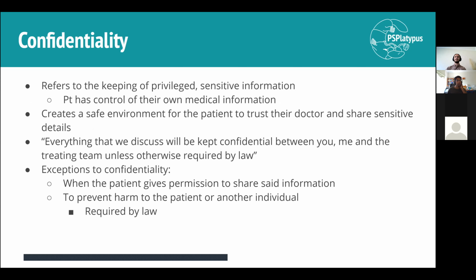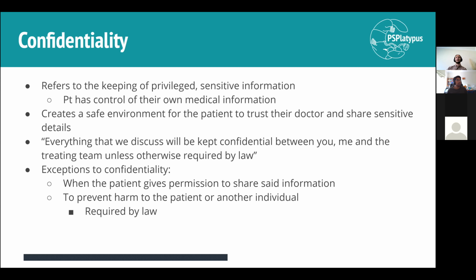Okay, confidentiality, another really important concept. It refers to the keeping of privileged sensitive information. A patient has control of, should have, and does have control of their own medical information. They have a right to that because it is their personal information and it is very sensitive. And so confidentiality is the keeping of this information in a secure way.